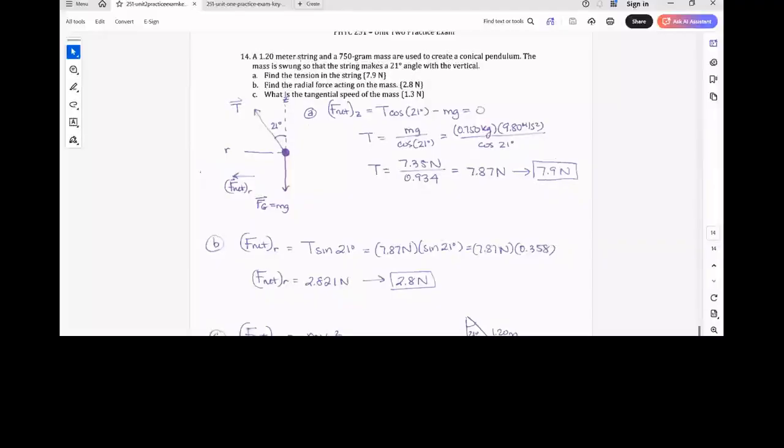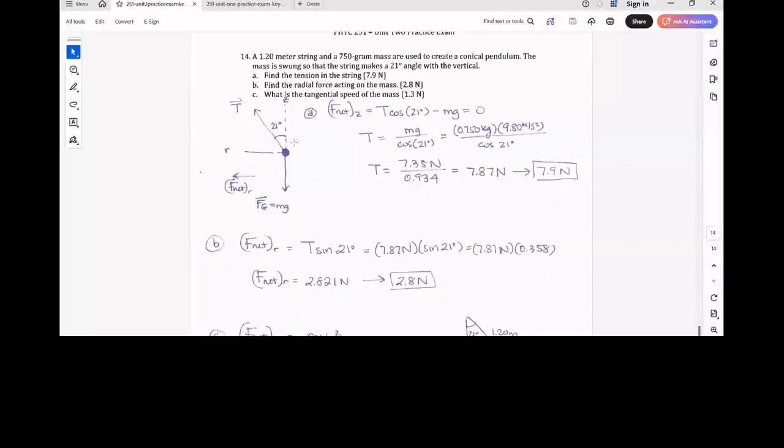We know the string has a length of 1.20 meters. The mass is 750 grams, so we can turn that into kilograms. And we know that this string is making a 21-degree angle with the vertical. So finding the tension in the string is going to be more than just calculating m times g, because the string tension has got to be greater if this mass is moving in a circle in this fashion compared to what we would calculate if the mass were stationary and the string were just oriented straight up. In that case, the tension would just be m times g.